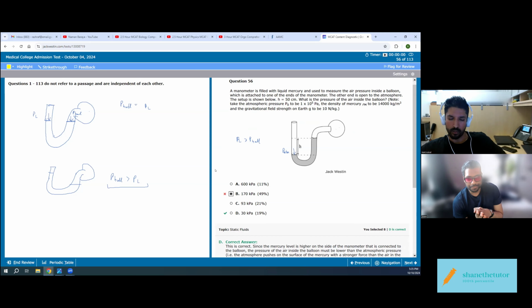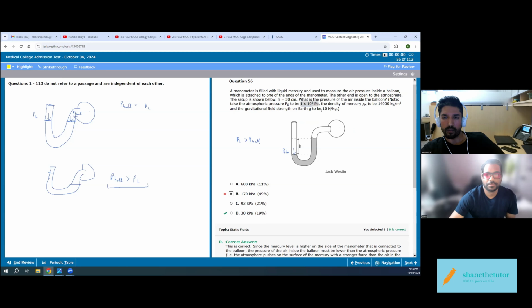Pressure of the balloon should be correct. Correct. Yes. And what is atmospheric pressure? They gave it to us at 1 times 10 to the fifth pascals. All right. And since the choices are in kilopascals, what would this value be in kilopascals?